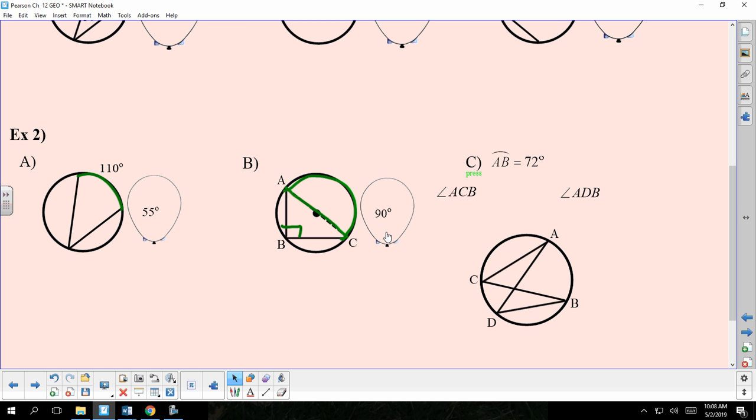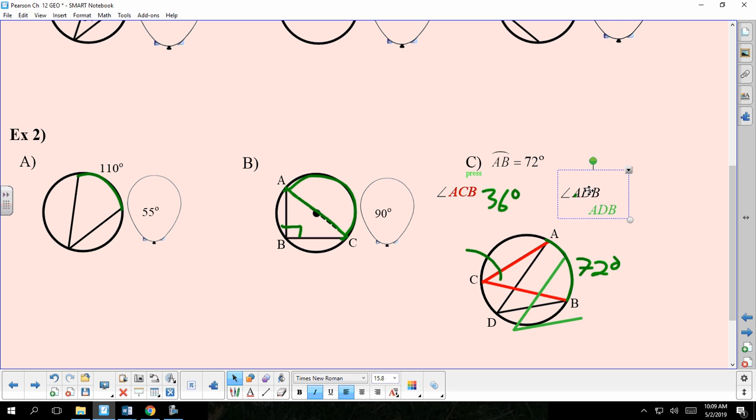All right, so let's check this one out. So AB is 72, right? So notice ACB. This arc is 72 degrees. So what's the measure of this angle? 36 degrees, half of that. And then ADB. Notice that's the same intercepted arc. So what is ADB? 36. So two angles that intercept the same arc are in fact congruent.